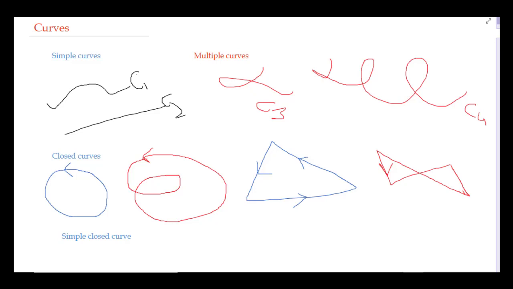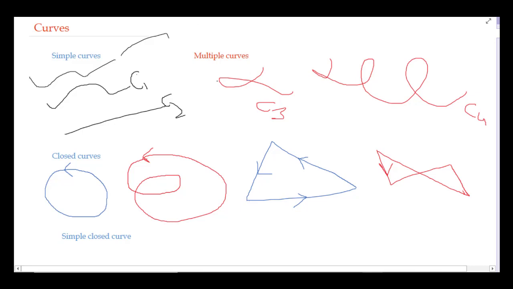To understand these theorems or these tools, first we need to understand curves. So let's look at this. Simple curves are those curves in which we don't have any loops. So these are known as simple curves. C1 and C2 are simple curves, and one more, this I have made right now. This is a simple curve. All curves which are without loops are simple.